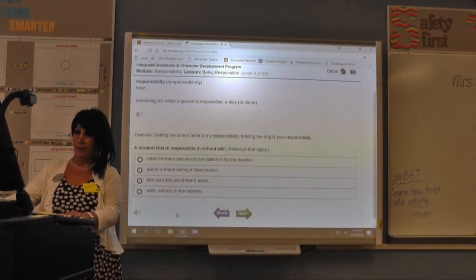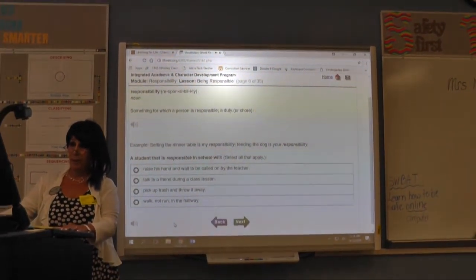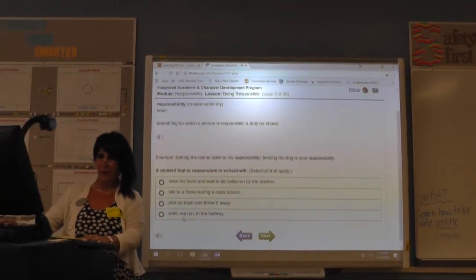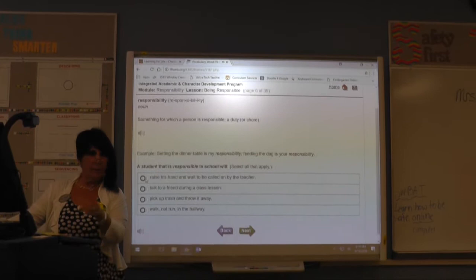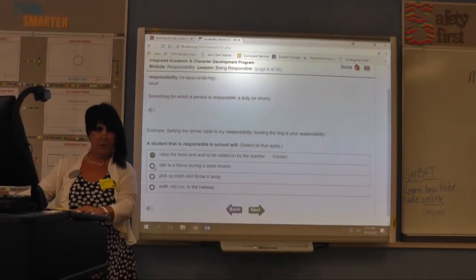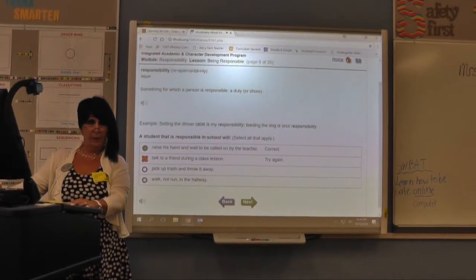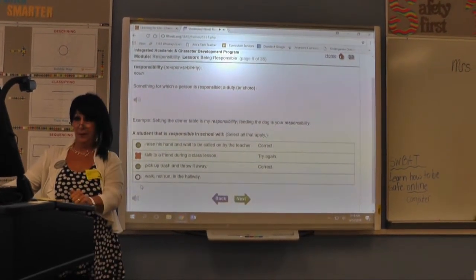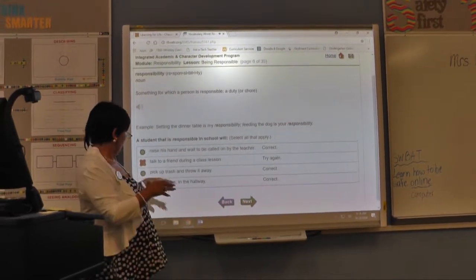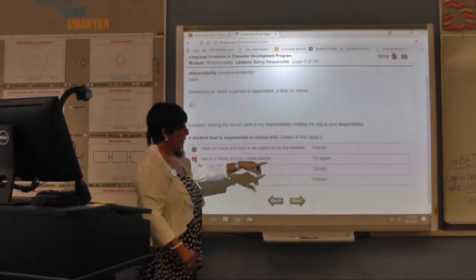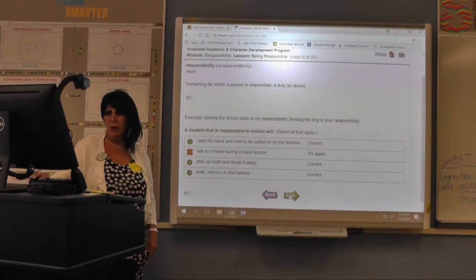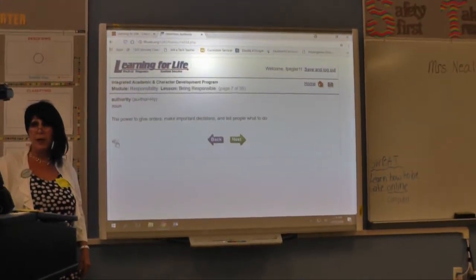A student that is responsible in school will select all that apply. Thumbs up when he says it. Raise his hand and wait to be called on by the teacher. Talk to a friend during a class lesson. No. Pick up trash and throw it away. Yes. Walk, not run, in the hallway. Yes. So notice that it'll give you a red X when that's not correct, and it'll tell you to try again. But you did really well because all the others are correct.